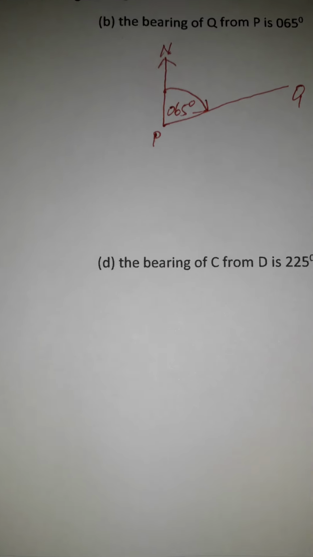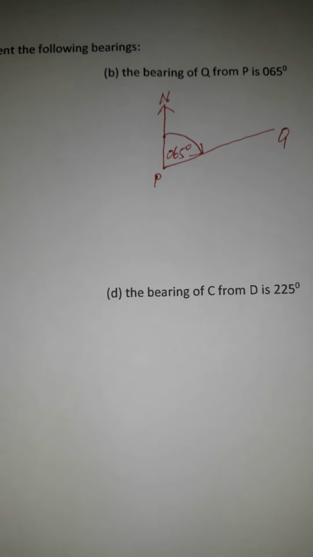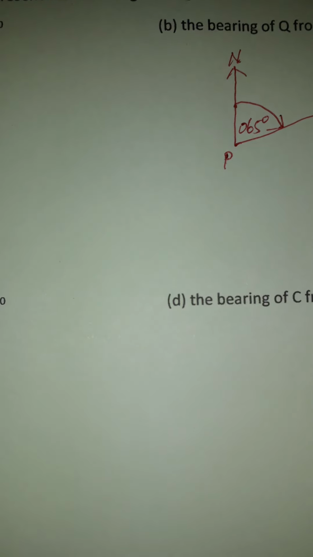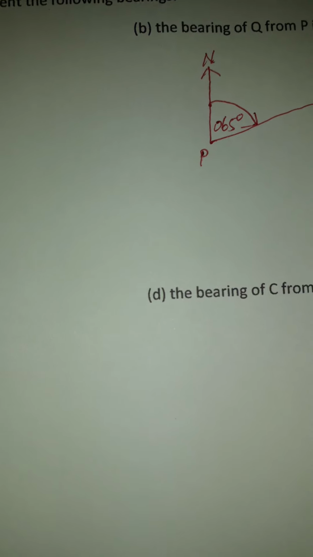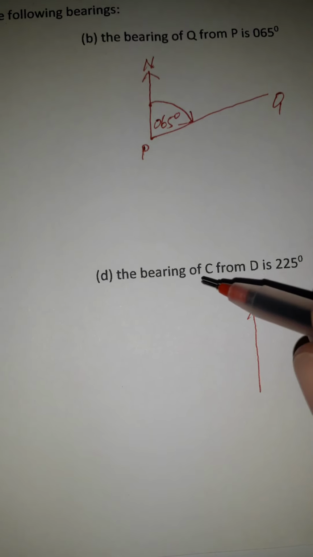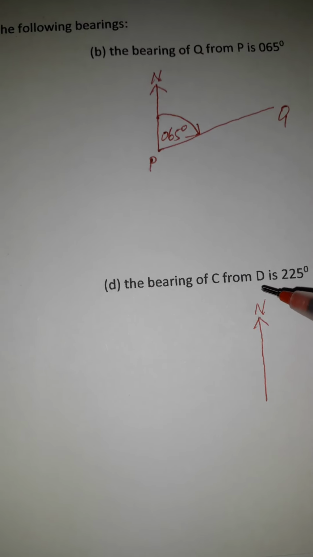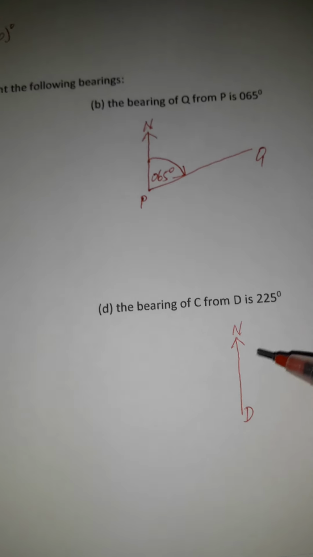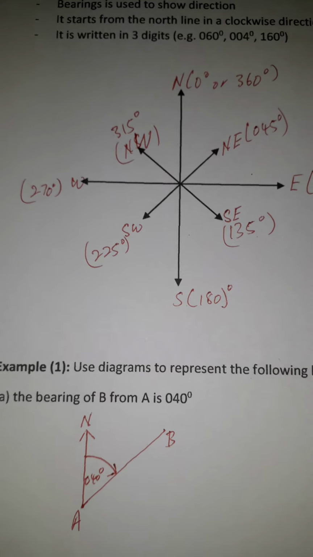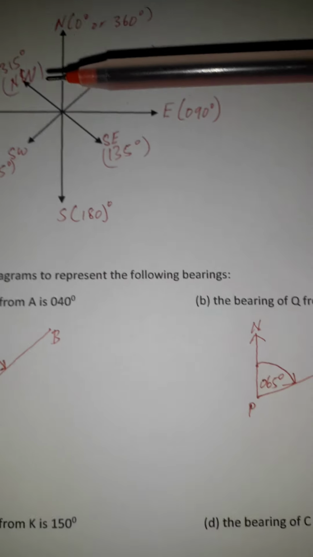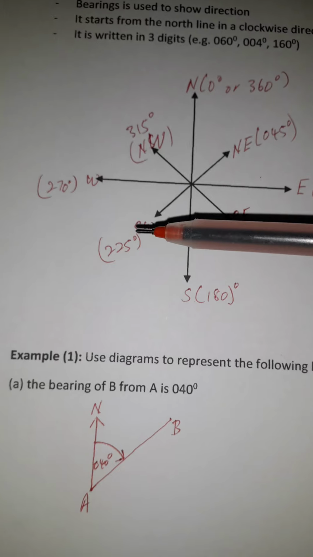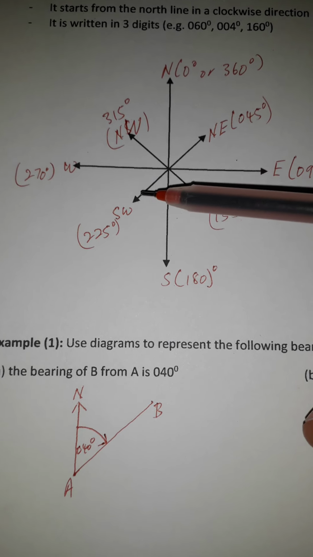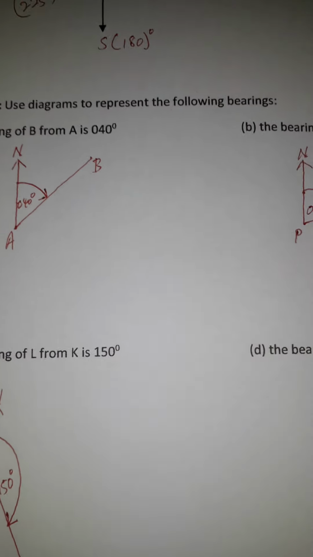Alright, next question. The bearing of C from D is 225 degrees. The first thing I'll do, draw my north line. So the bearing of C from D, okay, so we are starting at the point D now, is 225 degrees. Let us look at our diagram. Okay, 225 is here, so that's southwest. So from the north line, we'll draw a line like that. So that will be 225.